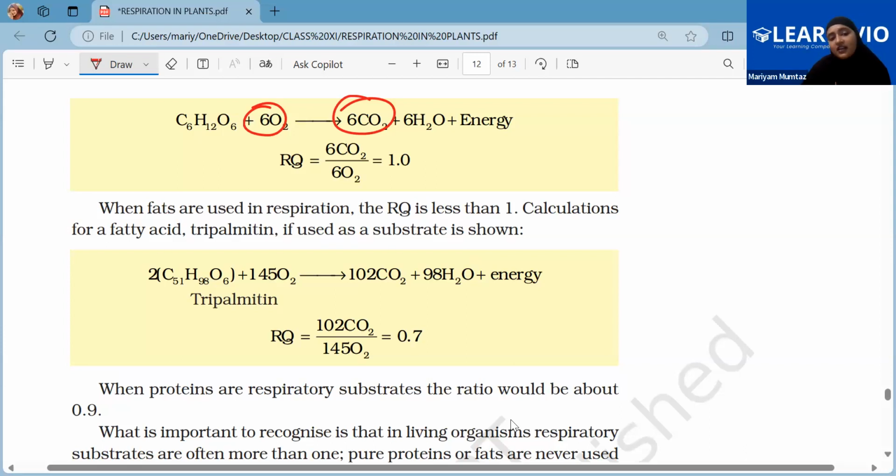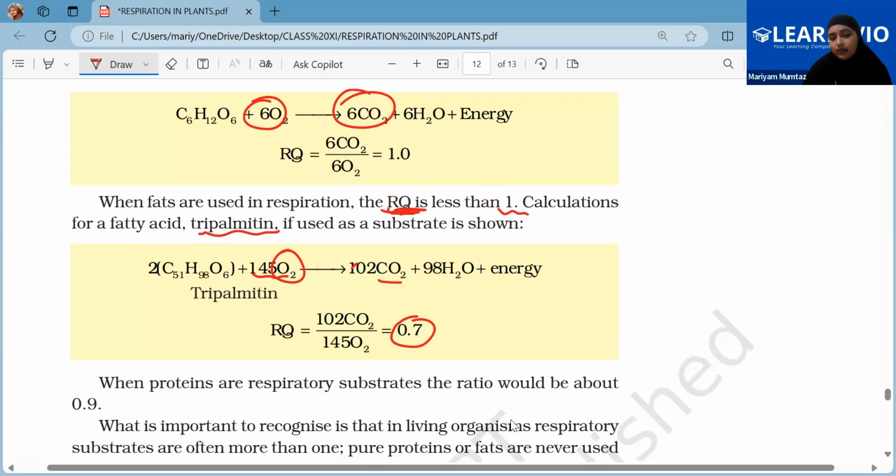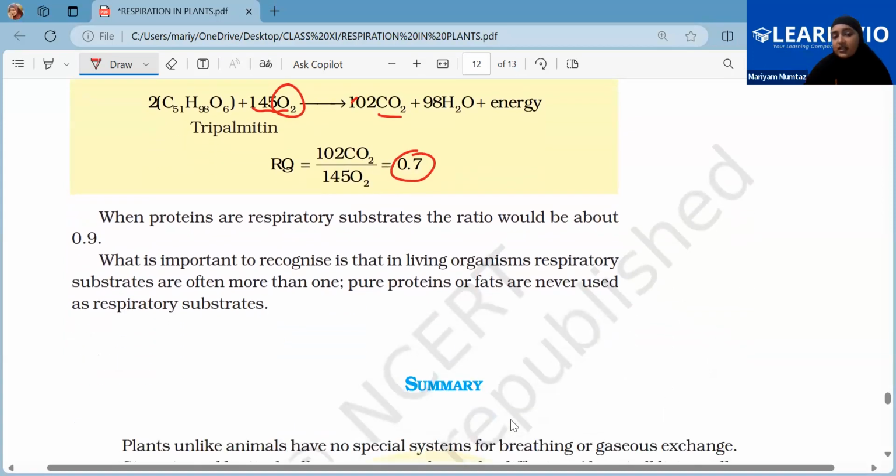But when fats are used in respiration, the RQ value will always be less than 1. For example, for a fat known as tripalmitin, if that is used, then 145 O2 is used, but 102 CO2 is released. So it is less than 1, right? For fat, it will always be less than 1. When proteins are used as respiratory substrate, the ratio would be about 0.9.